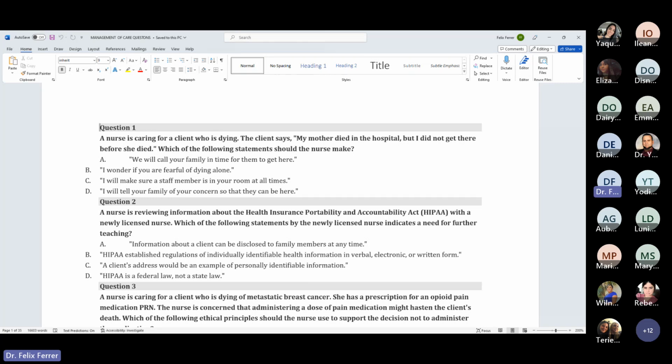So now, number two, and this is reviewing information about the Health Insurance Portability and Accountability Act, HIPAA, with a new licensed nurse. Which of the following statements by the new licensed nurse indicates a need for further teaching? A. Information on the client can be disclosed to family members at any time. So yeah, that's the most important thing. So we need to know HIPAA.